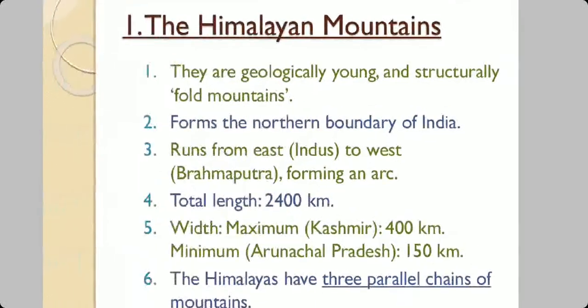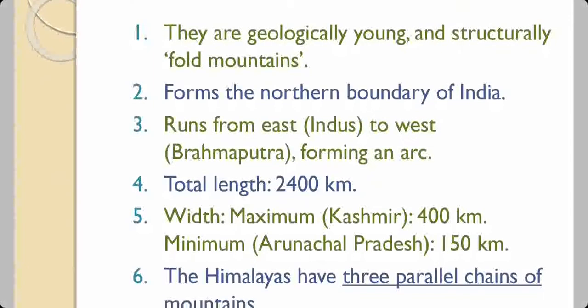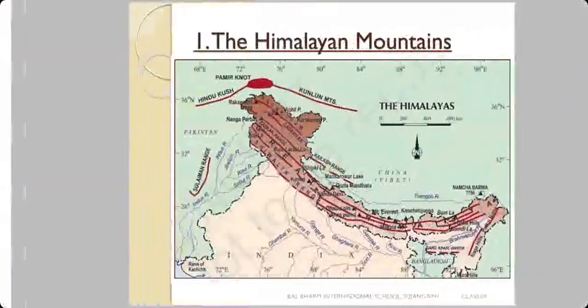The Himalayan mountains are geologically young, and structurally they are known as fold mountains, just like I told you a few minutes ago. They form the northern boundary of India and run from east to west, from the Indus to the Brahmaputra, forming an arc, and the total length is 2,400 kilometers. The maximum width is in Kashmir, about 400 kilometers, and the minimum width is in Arunachal Pradesh, 150 kilometers. These Himalayas are three parallel chains of mountains.